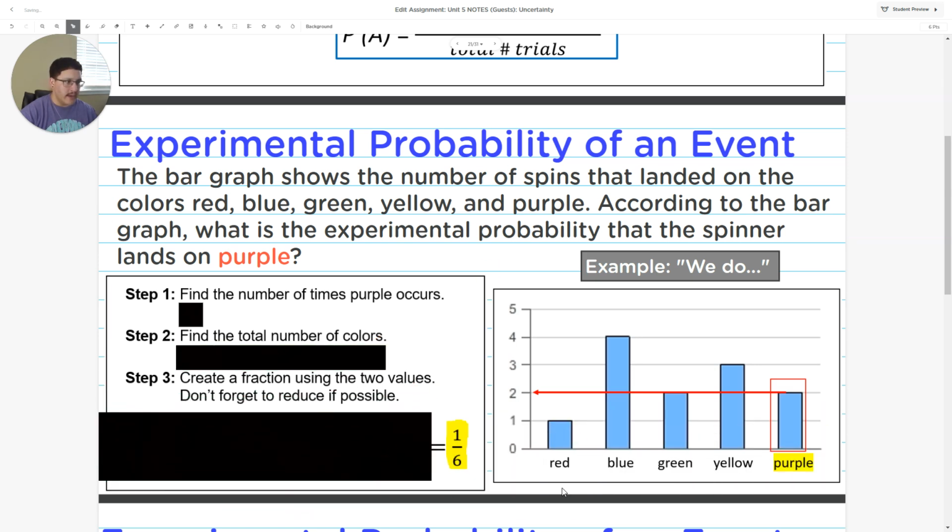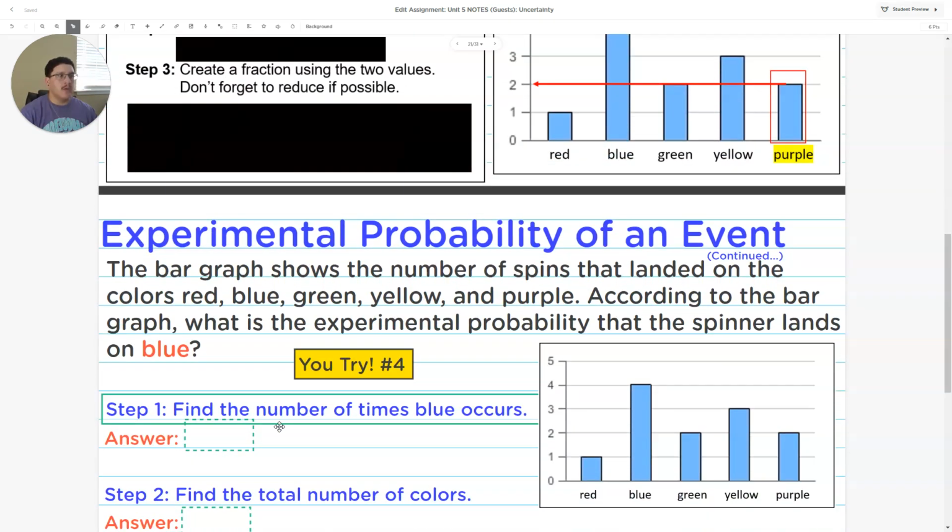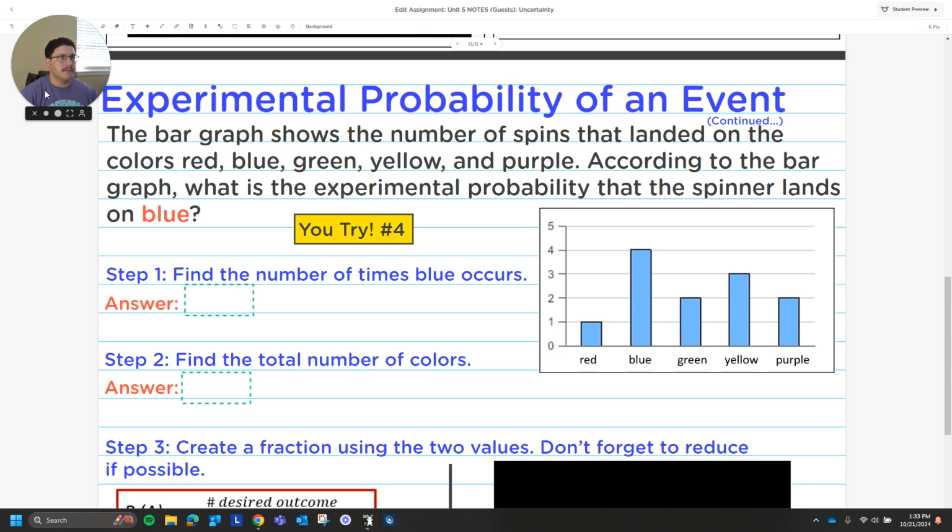And theoretically, there are 5 colors. 1, 2, 3, 4, 5. Theoretically, purple, its theoretical probability would have been 1 out of 5, 1 over 5. But experimentally, we had 1 out of 6. So again, theoretical versus reality.